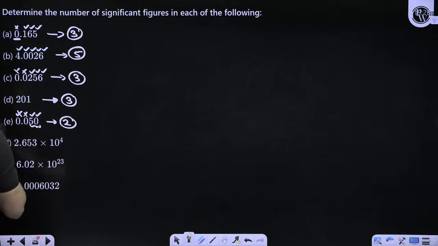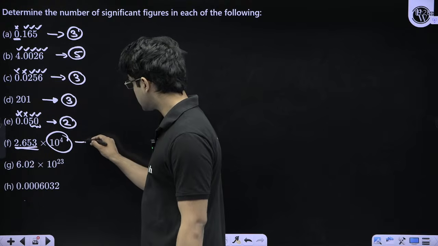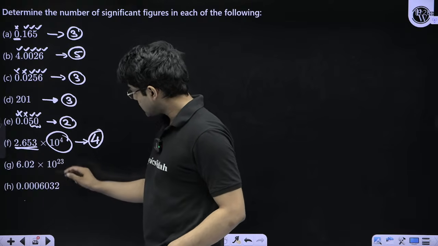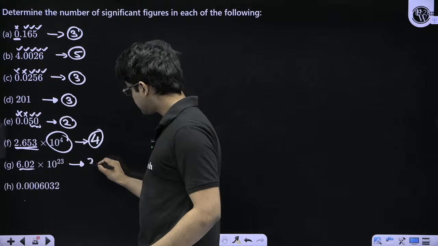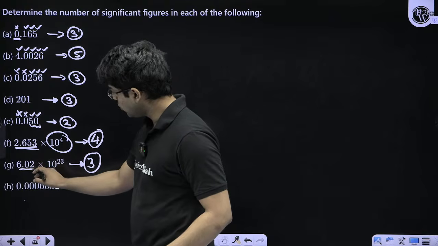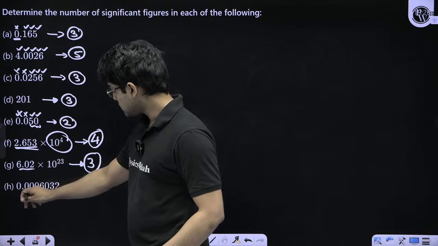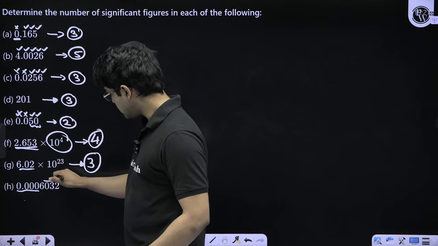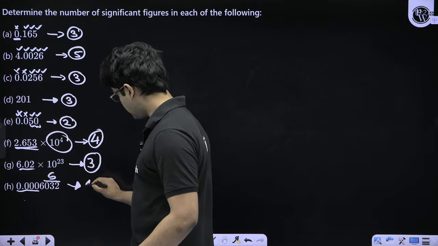This is not significant. Okay. Scientific notation, ignore the 10 raised to 4. So we have 4 different significant figures here. So the answer here will also be 4. What about this? Ignore the 10 raised to 23. 3 digits. So these 3 are significant. If you have a 0 between 2 non-zero numbers, that is significant, right? And here we have 0.000. So these 4 are not significant. And these 4 are significant. Okay, so here also the answer will be 4.